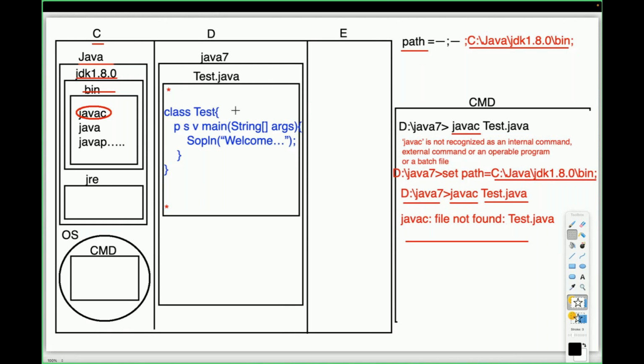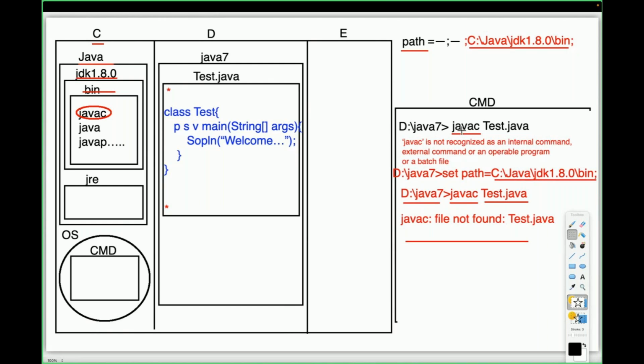I prepared our Java program under d:/Java 7. There we created the tester.java file. Now my intention is to compile this. So open command prompt, go to the location where you saved our Java file, d:/Java 7. There use the command javac space tester.java. Then the operating system will come to the command prompt and take the javac command.